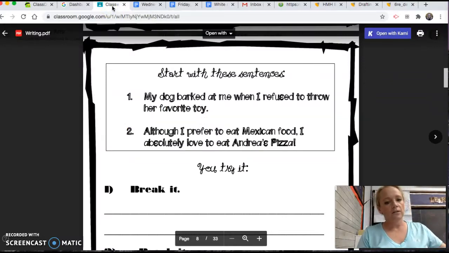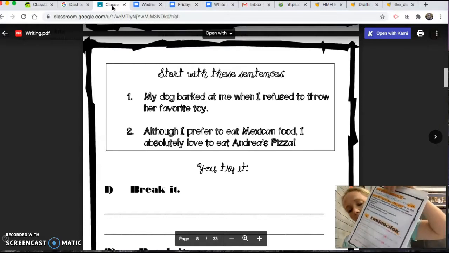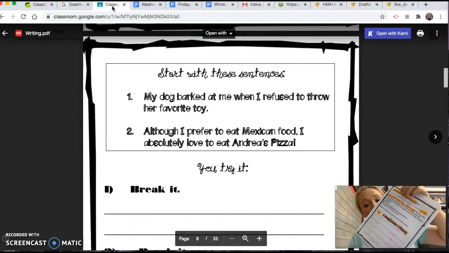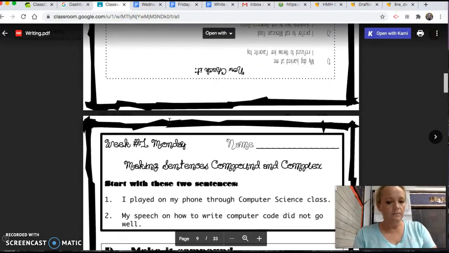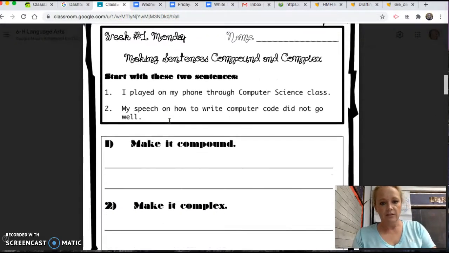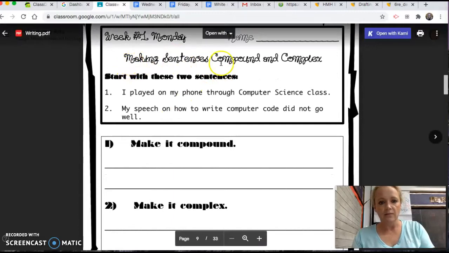First of all, if you ever need a reminder about what it means to make a compound or a complex sentence, you can look at what we've highlighted in big bold letters. To make a sentence compound, we need to add a comma conjunction. Today it says we are making sentences compound and complex.